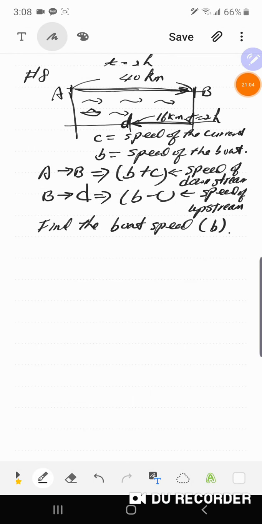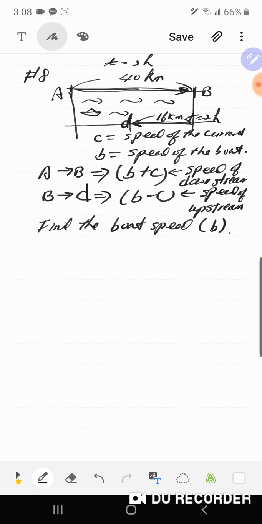Okay, number 8 is about finding the speed of the boat. When you go with the water, the speed of the boat is increased. Let's say B is the speed of the boat and C is the speed of the current. When you go from A to B, that is downstream, the total speed will be the sum of the boat and the current. So B plus C is the speed downstream. When you go upstream, your boat speed will be slowed down because you are going against the water. So the total speed will be the boat speed minus the current speed, B minus C.